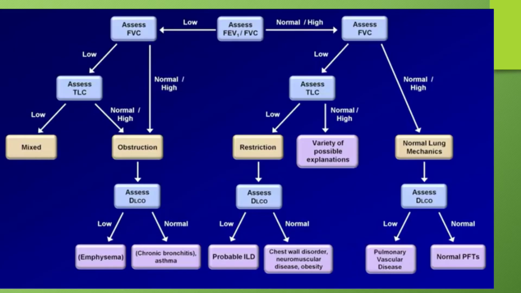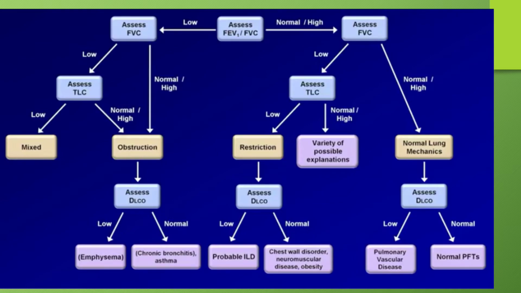In case of restrictive lung disease, we are sure that restriction is there because FVC is low and total lung capacity is low. So now we will assess the DLCO. If the DLCO is low, then it is probably due to interstitial lung disease. And if the DLCO is normal, then a chest wall disorder like neuromuscular disease or obesity may be the cause.